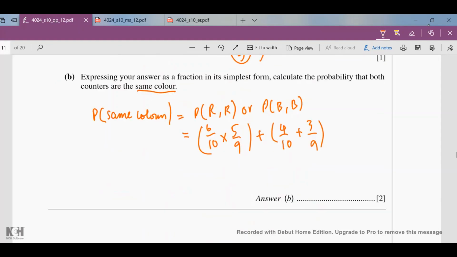I will advise this, please do not reduce 3 upon 9 into 1 upon 3. 6 times 5 is 30 upon 90. Don't simplify because both the 90s will give you a benefit here to add, because I can write 90 one time and 30 plus 12 is 42, and when you simplify this you get the answer. The simplified answer is 7 upon 15. That's your answer. Very simple.